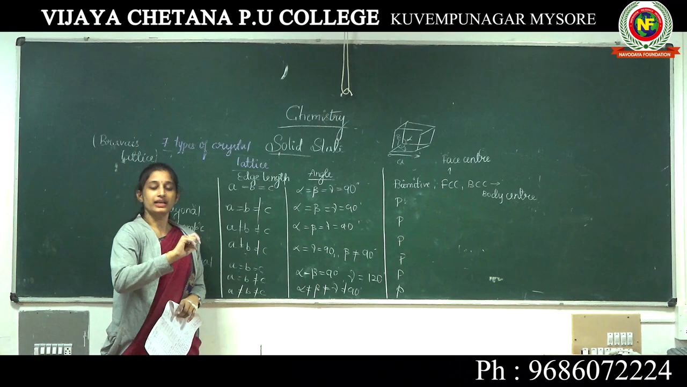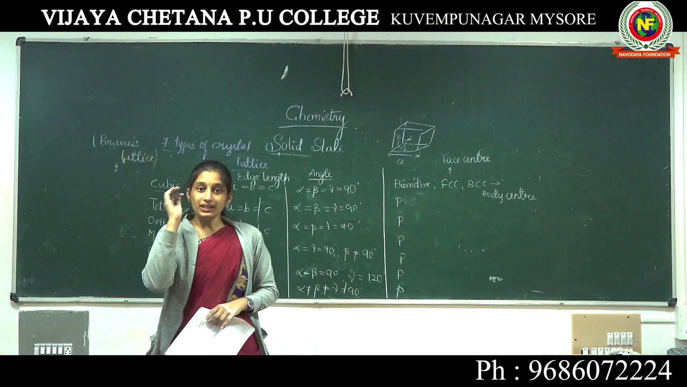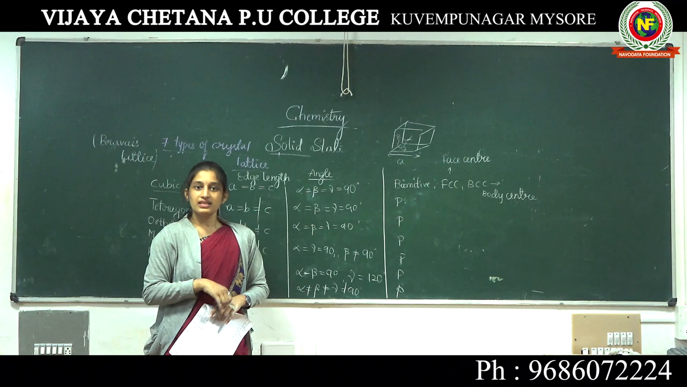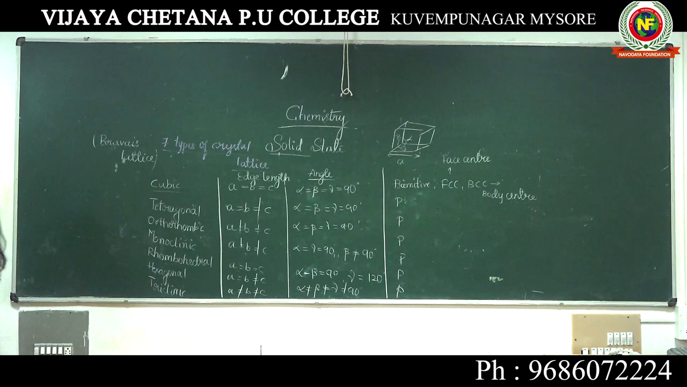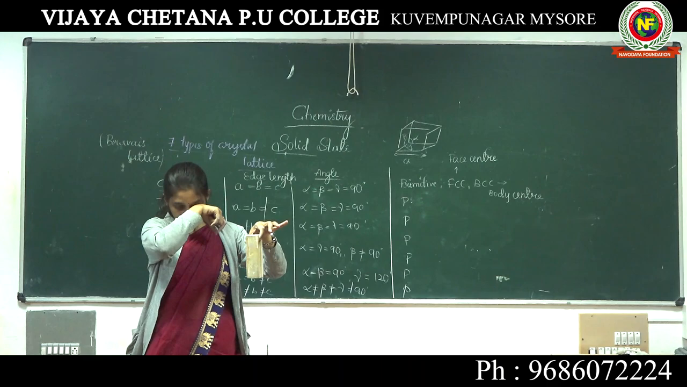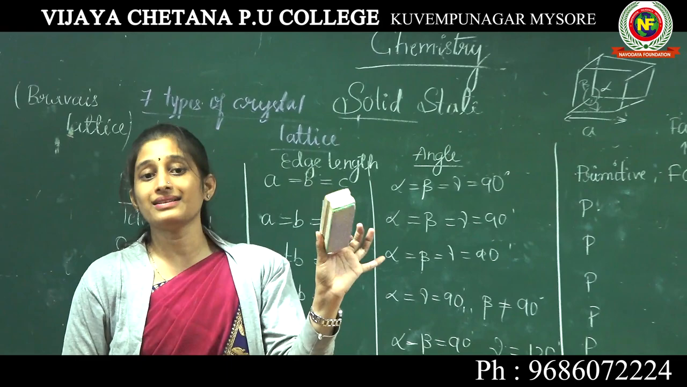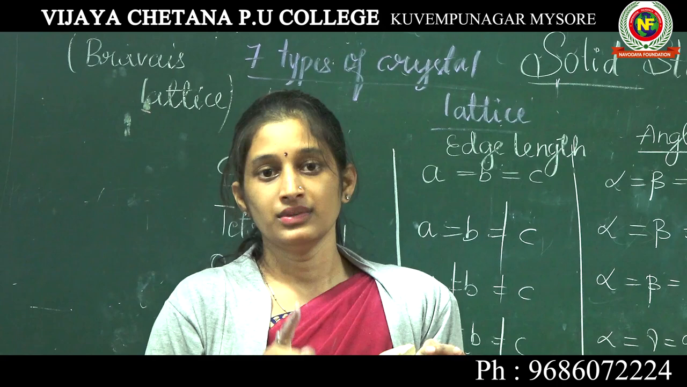Face center means each face at the center contains one atom. Is it clear? For example, one box is there. I will take this duster as an example. Try to understand. You should assume it's not exactly cubic, but you should assume it as cubic.